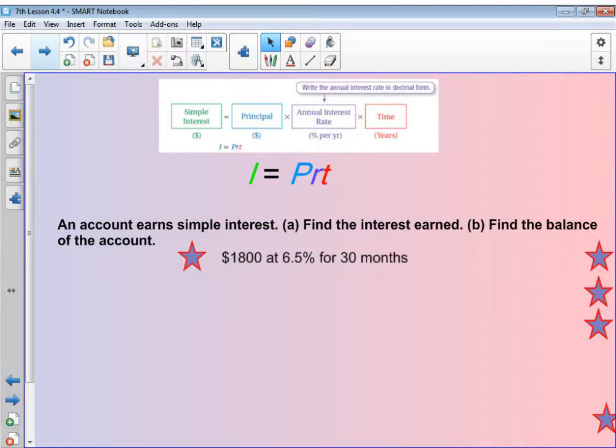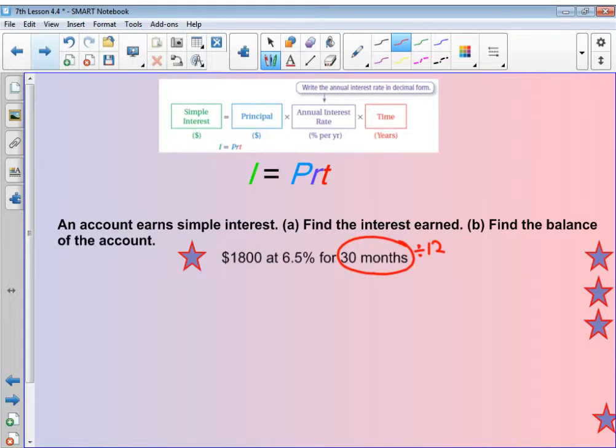We have $1,800 at 6.5% interest for 30 months. So this one's kind of tricky, and here's why. First of all, let's change that into our decimal form of years. If we were to convert that into years, we want to divide this by 12, because there's 12 months in a year. So 30 divided by 12 is going to give us 2.5. So instead of thinking of it as 30 months, let's now change that to 2.5 years.